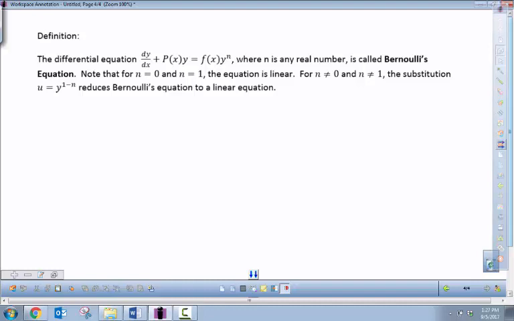So a differential equation of this form is called Bernoulli, and if n is equal to 0, then this is just a linear equation, and we know how to solve linear equations by looking for integrating factors. If it's not equal to 0 or 1, we're going to use a substitution of u equals y to the 1 minus n. Then you're going to force your Bernoulli differential equation to look like a linear differential equation, but a linear differential equation in u.